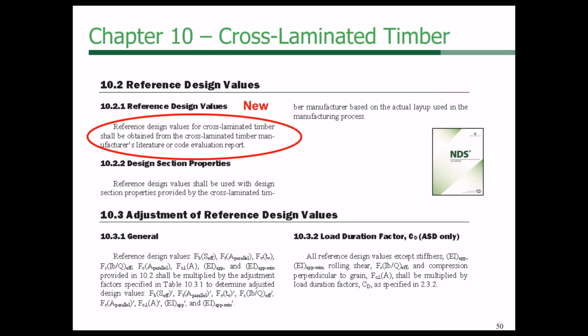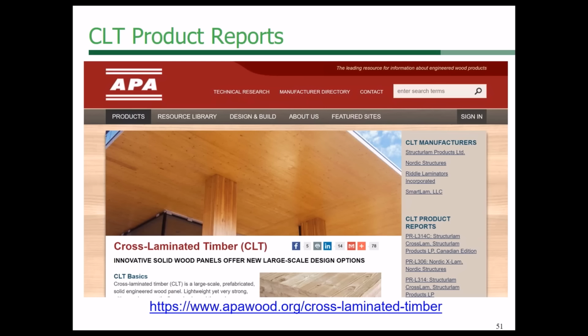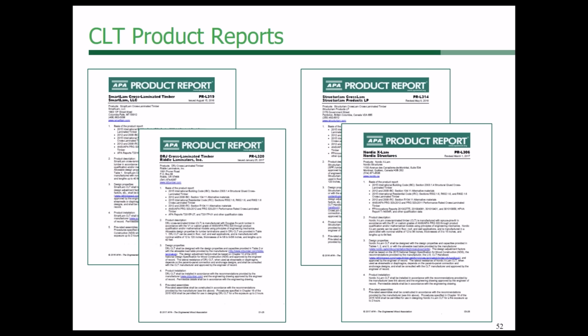Now, the reference design values, which I was alluding to previously, come from the manufacturer or an evaluation report. This shows you an example from the APA website for those manufacturers that manufacture CLT and are members of APA. They have a really good reference to the actual manufacturers, and they also provide a CLT product report, which is shown here, the product reports. There are other manufacturers out there, but these are the ones that are under the APA umbrella.